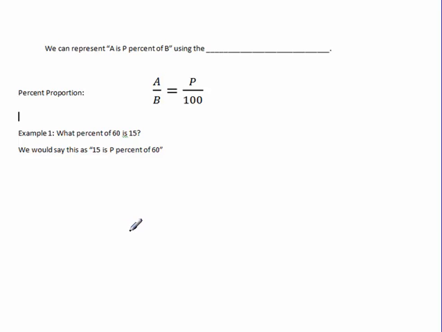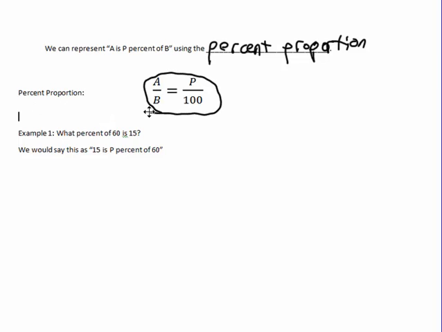Here we have the Chapter 2.9 guided notes. This is all about percentages. We can express A is P% of B using the percent proportion. The percent proportion is this proportion right here: the ratio of A to B equals the ratio of P over 100.